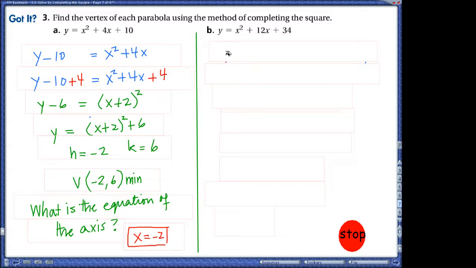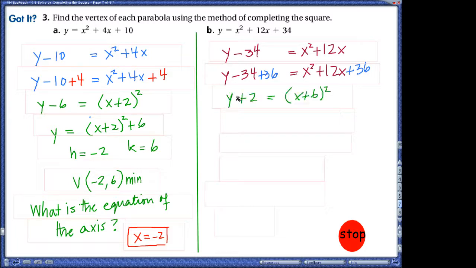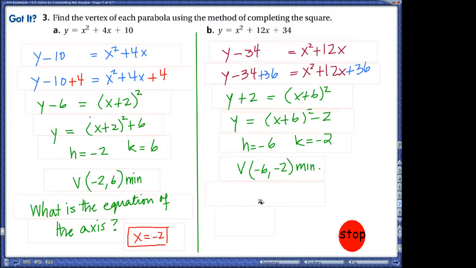Let's try another one. Subtract 34 from both sides. Take the 12, half it, square it. The left side becomes y plus 2. The right side is the square of x plus 6. Make it y equals. And now we know h is -6, k is -2. So the vertex is at -6, -2, and the equation of the axis is x equals -6.